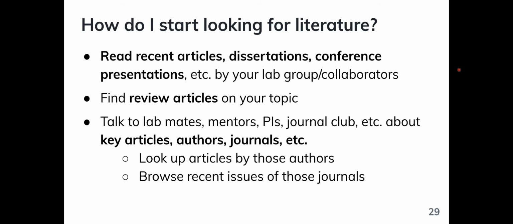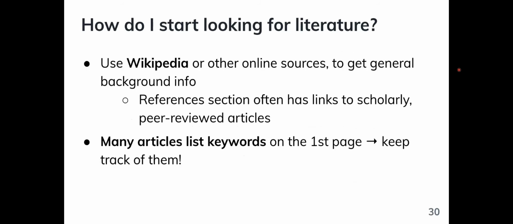Talk with the people around you: your lab mates, people in your research group, mentors, PIs, if you're in a journal club, etc., to talk about what the key articles in your field are. Who are the key authors doing research? What are the key journals you should be looking for? In addition to searching scholarly databases by keyword, you can also search them by author names. You can also search by journal names to just browse the most recent articles that were published in those journals. And I'll show you how to do that as well.